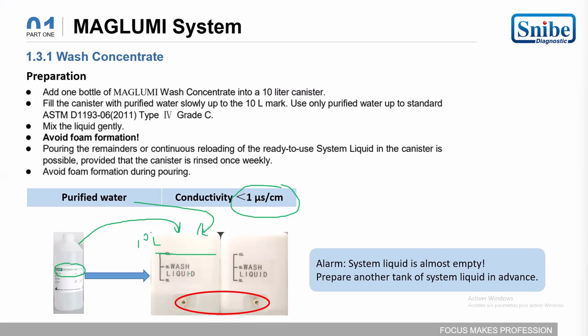You can increase the wash liquid loaded on the analyzer by connecting another tank of 10 liters. You just need to connect a tubing between them, and then you have 20 liters instead of 10 liters. If the wash liquid is not enough in the analyzer, it will display the alarm "System liquid is almost empty". When you get this error message, you need to prepare the wash liquid. So in order to avoid this message, you need to do it in advance.